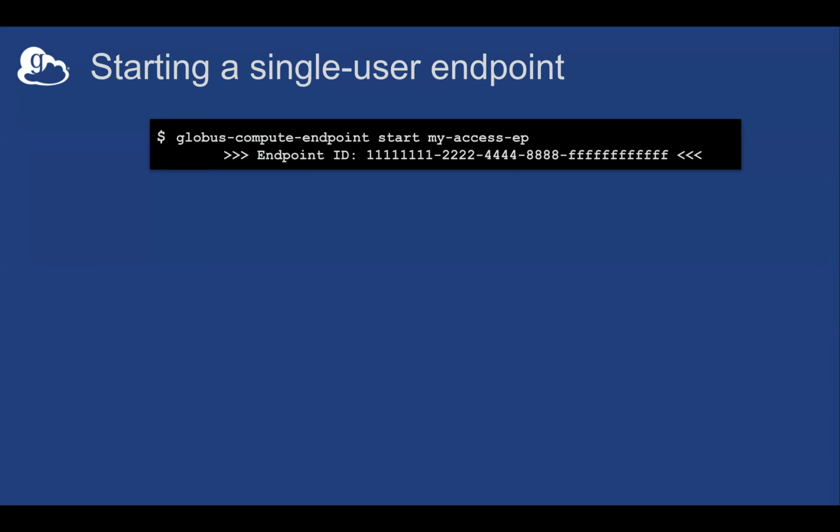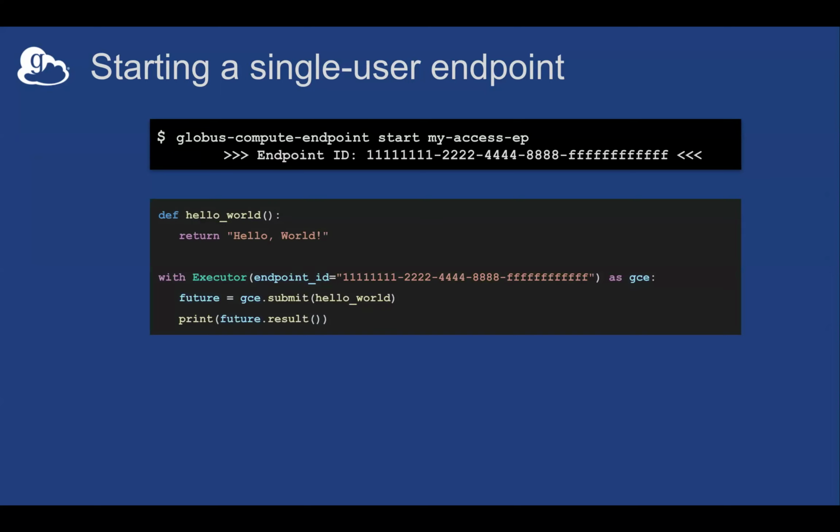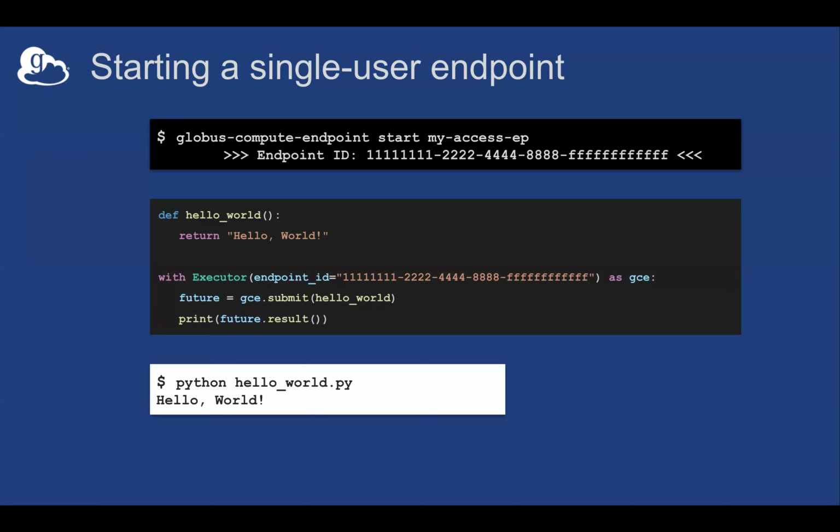So then to use that, it's just as the code example previously does, uses that endpoint ID in the executor. You define the function, and then with the executor, set the endpoint ID, submit it, and wait for the result. And Bob's your uncle. It works.